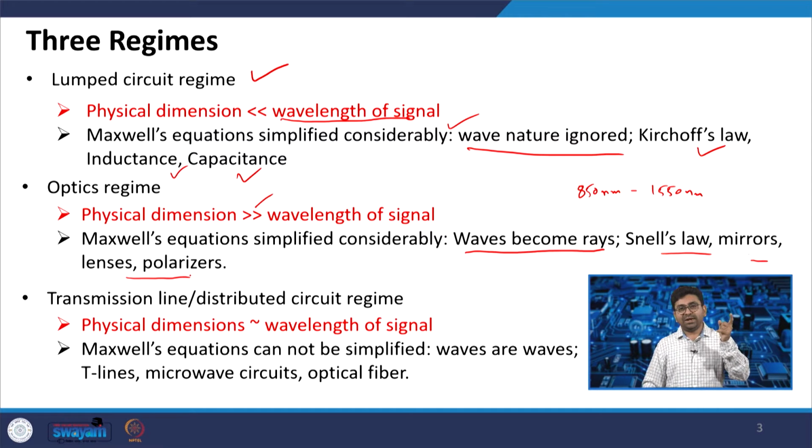If you remember, in the first class I explained Bose's experiment, where the wavelength was very small, and he used all these mirrors, lenses and polarizers.